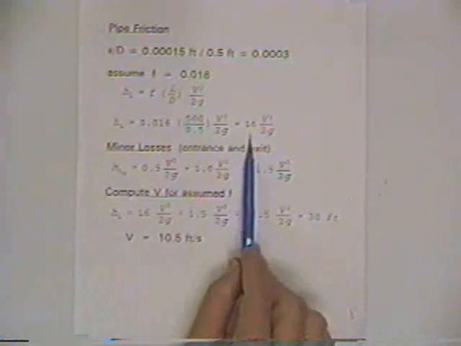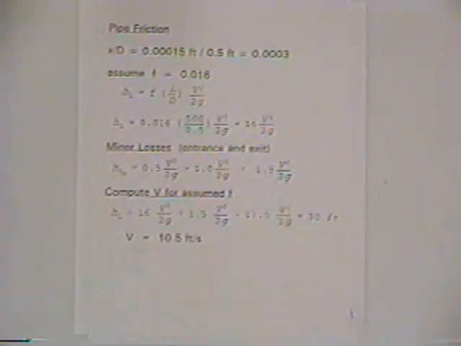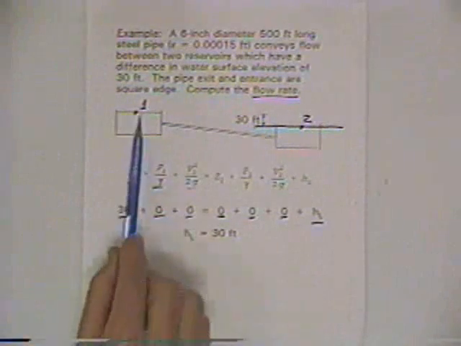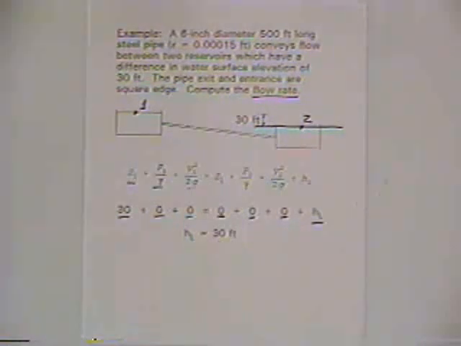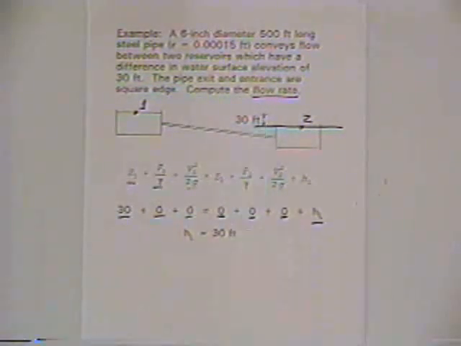And so we can add the frictional losses in the pipe to the minor losses, and we get that the total head loss is 17.5 times velocity head. And at the very beginning, we did an exercise in which we applied the energy equation and found out that the total head loss between those points is 30 feet, which is the vertical distance and difference in elevation between the water surfaces.